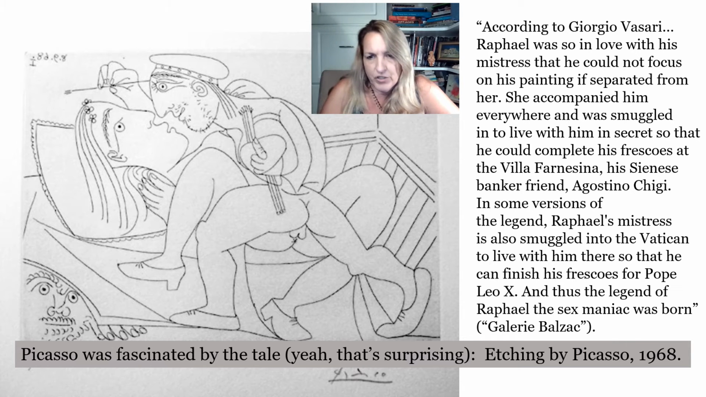So in some versions of this legendary story, his mistress is also smuggled into the Vatican to live with him there. That's the one I've heard more of. So that he can finish his frescoes for Pope Leo X. And so, again, the legend continues of essentially this artist dying of too much sex.